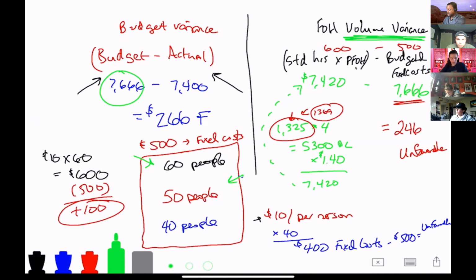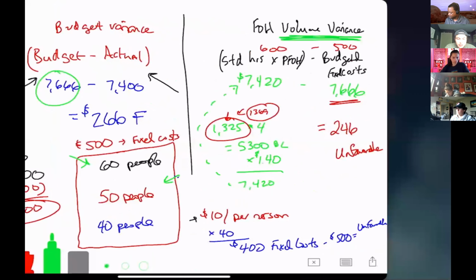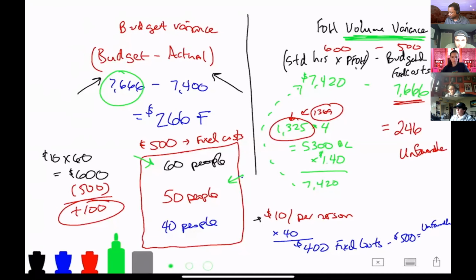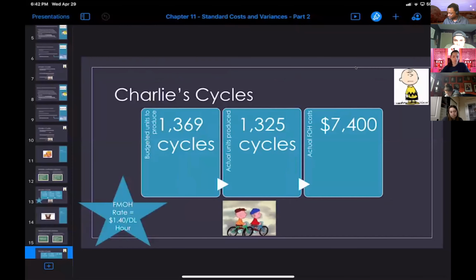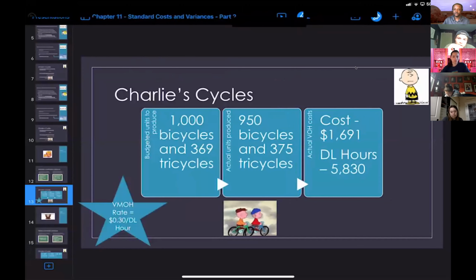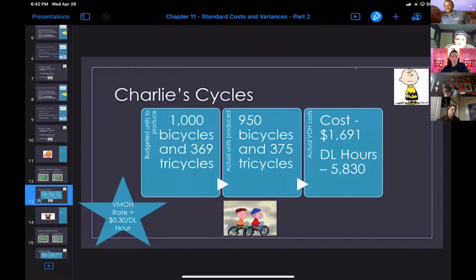Question. The $1,325, is that considered to be the standard hours? No, that was the number of bicycles and tricycles. If you go back to here, 950 bicycles, 375 tricycles. That's 1,325. Oh, I see.